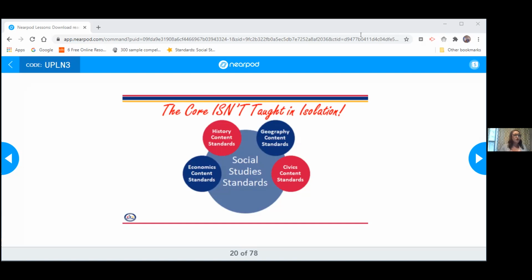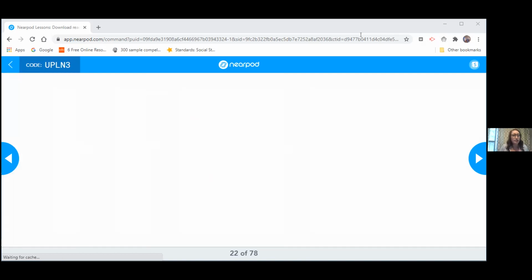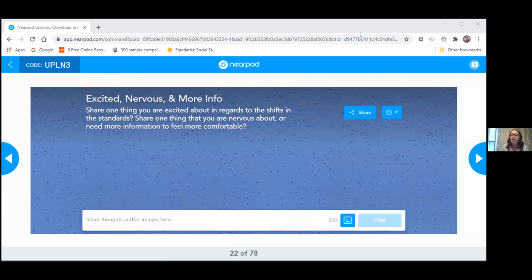All right, so now that you've had some time to think about that and we had this quick conversation, what are you excited about now in teaching these shifts and these standards? What are you nervous about or might need more information? So we're going to put up a collaborative board, and you're going to go ahead and on that collaborative board, share the thing that you're most excited about, and then something that maybe you're nervous about or want more information about.